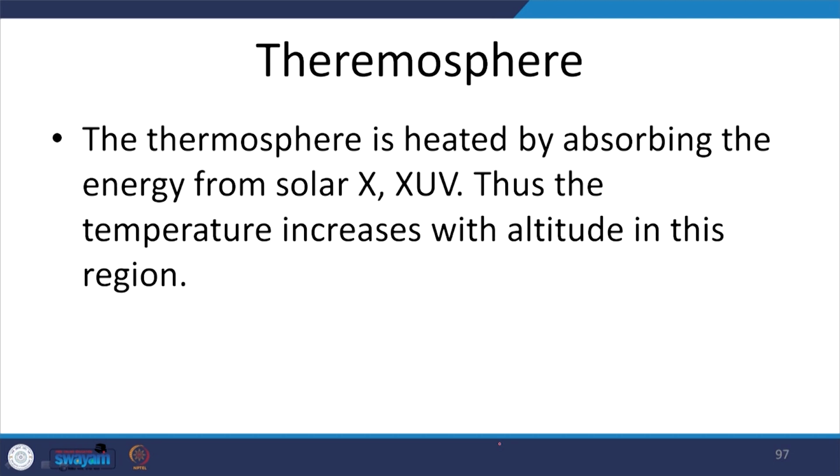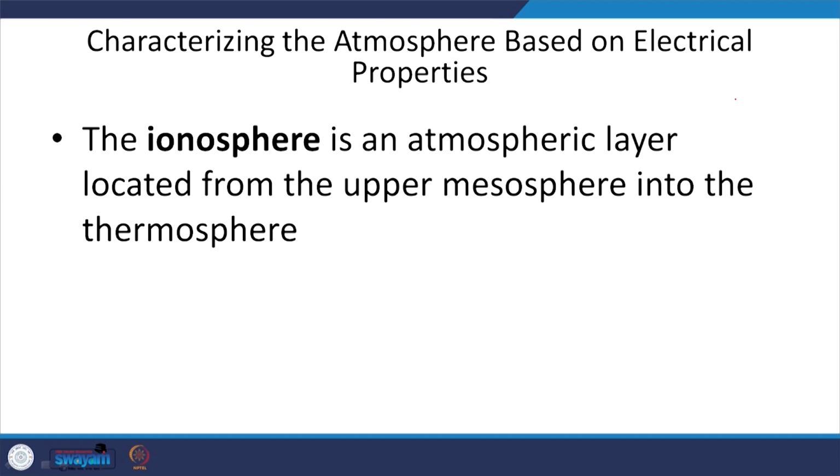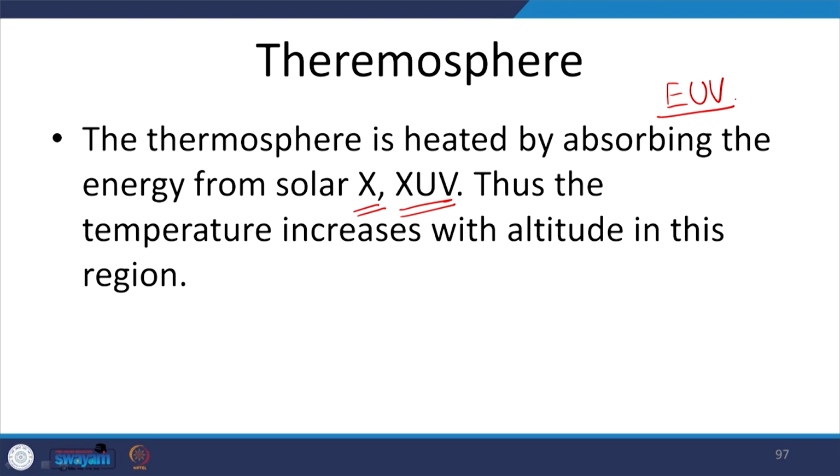Okay. And the thermosphere is heated by absorbing the energy from solar X-rays and extreme ultraviolet, EUV. There are several small wavelength ranges, you call this extreme ultraviolet, X ultraviolet, things like that. So, thus the temperature in the thermosphere increases with respect to altitude in this region. Okay. So, this was some characterization of the atmosphere based on the variation of temperature with respect to height.